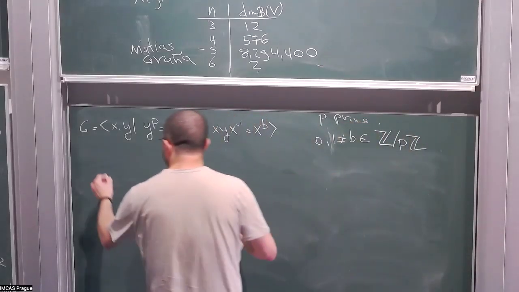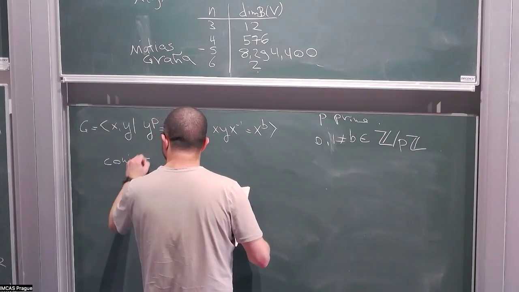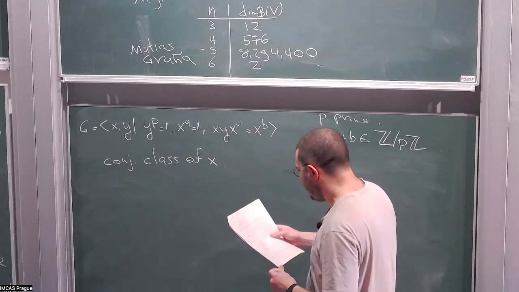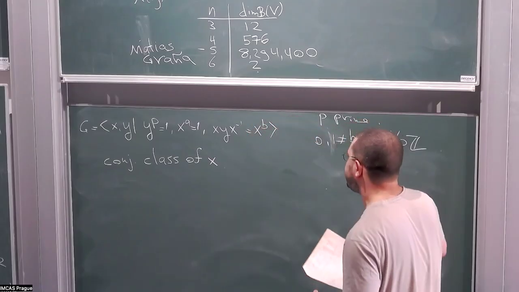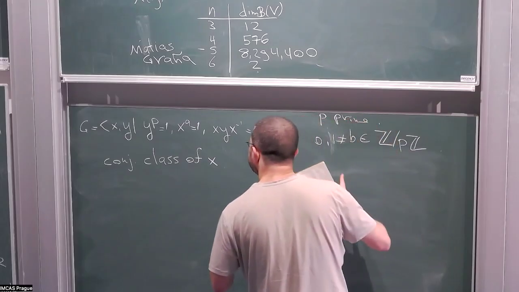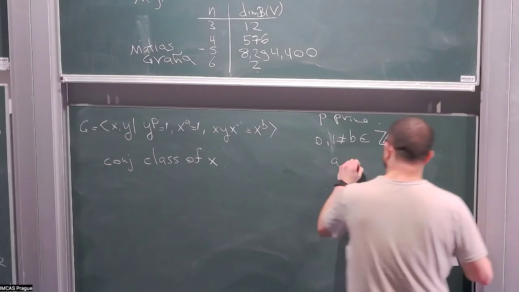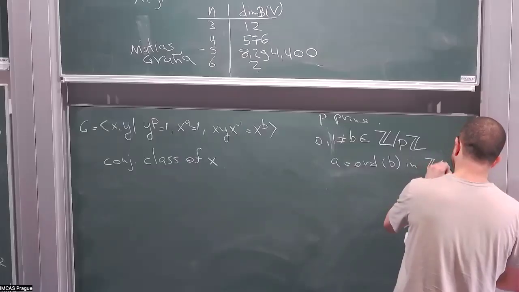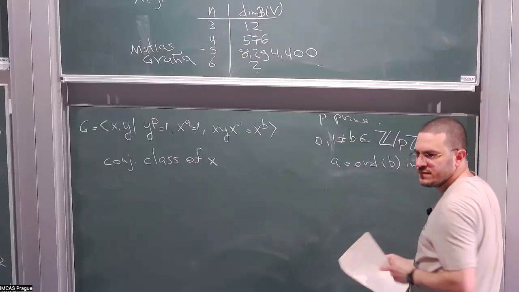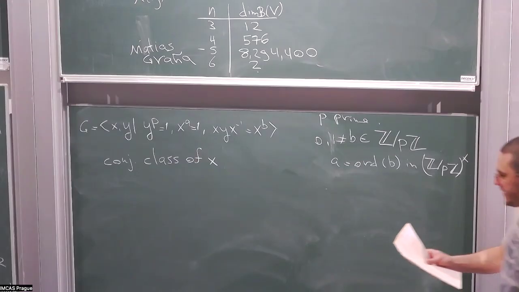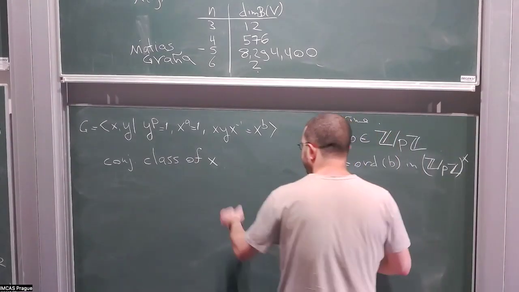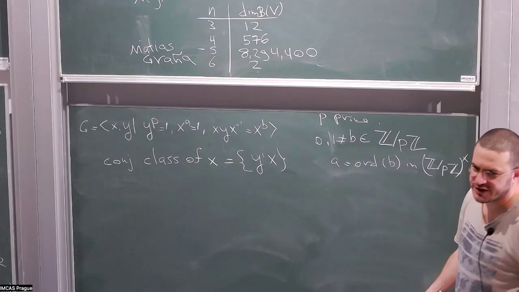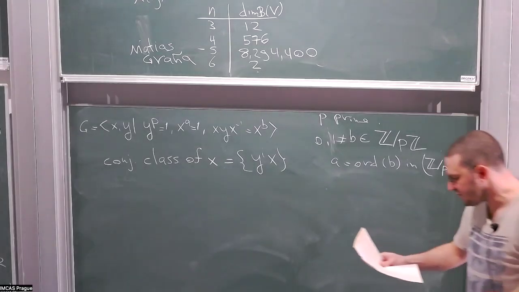And we take the conjugacy class of x. So a is some number. Let me recall. I think that a is just the order of b inside Z mod p. And so the conjugacy class of x is going to be all the elements of the form y to the i times x. You can show that you really get all these things by acting with the different powers of y.